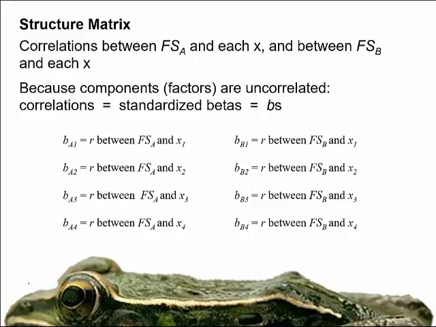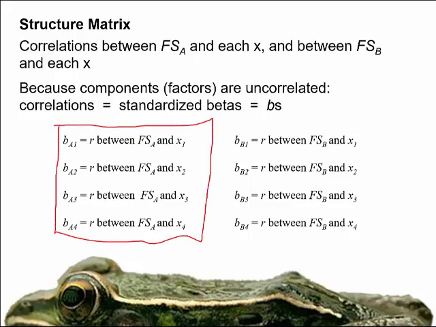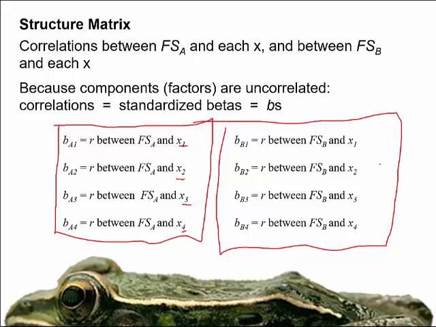And as before, we will create a structure matrix, and the structure matrix will be the same thing as the pattern matrix. The only difference is how we go about creating it. So the pattern matrix was the matrix of beta weights when we use the factor score to predict each item, and the structure matrix is the matrix of correlations between each factor score and each item. And as with the pattern matrix, we now have two columns. We'll have one column, in this case, for the correlations between factor score A and each item, x1, x2, x3, and x4. And then the second column will be the column of correlations between factor score B and each item, x1, x2, x3, and x4.